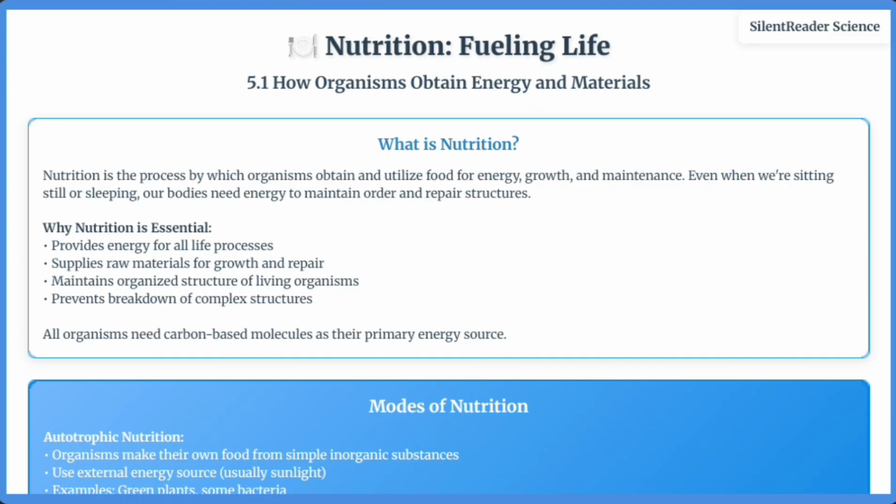Organisms show two main modes of nutrition: autotrophic nutrition, where organisms make their own food like green plants through photosynthesis, and heterotrophic nutrition, where organisms obtain food from other sources like animals that eat plants or other animals. Single-celled organisms like amoeba can obtain nutrition directly from their environment through their cell surface, but multicellular organisms need specialized systems because most of their cells are not in direct contact with the environment. Understanding nutrition helps us appreciate how energy flows through ecosystems and sustains all life.